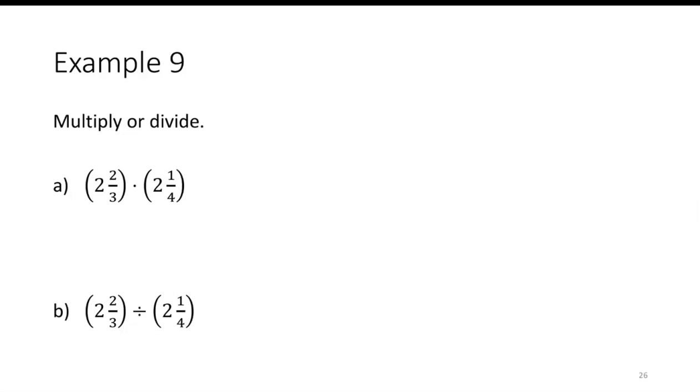All right, so let's multiply and divide here. For part A, 2 2/3 times 2 1/4. Well, in improper fractions, 2 times 3 is 6, plus 2 is 8 thirds. And for the second fraction, 2 times 4 is 8, plus 1 is 9 fourths. So that 4 goes into 8 twice. The 3 goes into 9 3 times. So this is really 2 times 3, or 6. So 2 2/3 times 2 1/4 comes out to be 6.